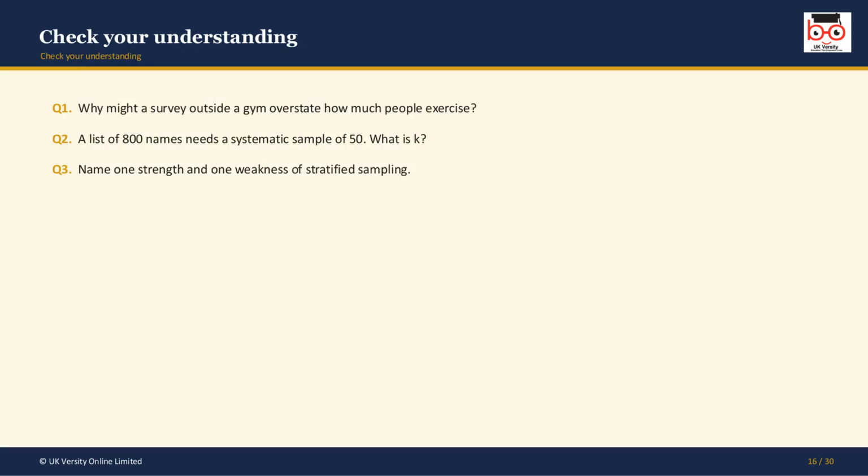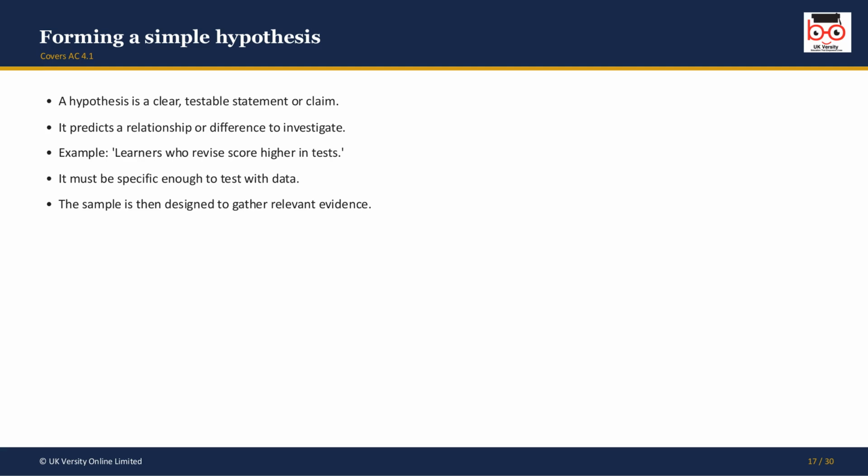Let's pause and check. Why might a survey taken outside a gym overstate how much people exercise? If a list of 800 names needs a systematic sample of 50, what's the interval K? And can you name one strength and one weakness of stratified sampling? Have a think.